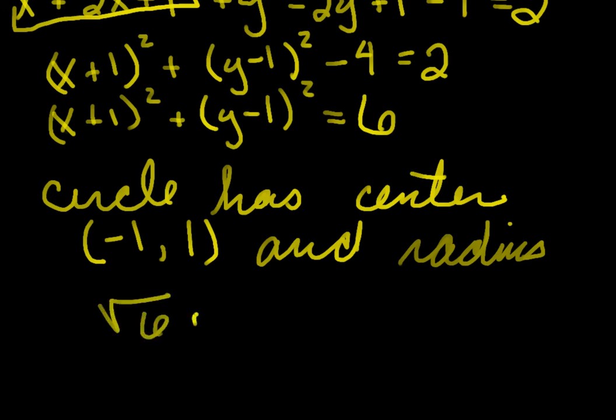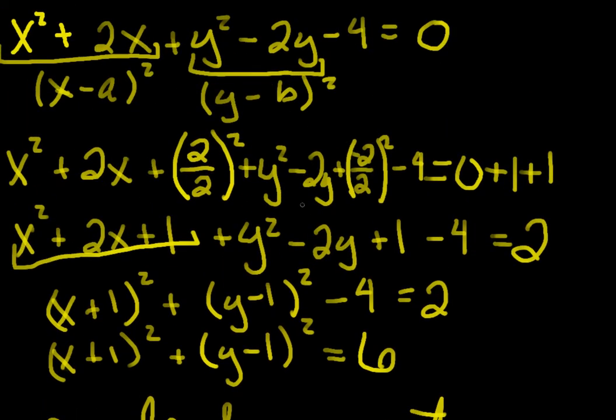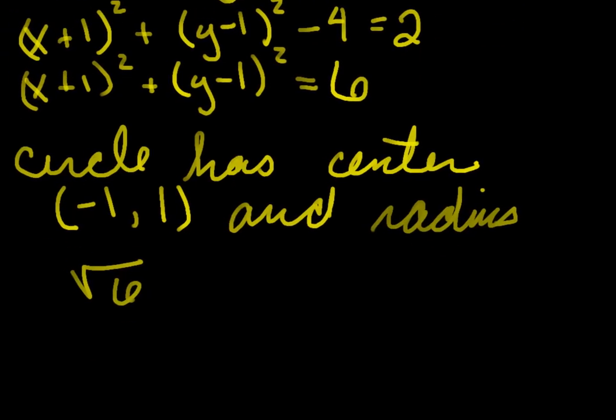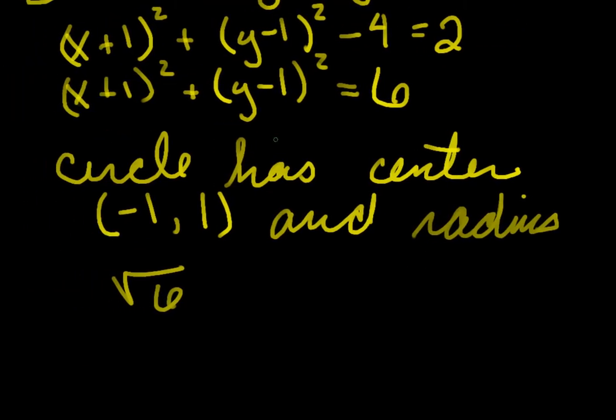Okay, so that's the equation of our circle, because we took this equation, x squared plus 2x plus y squared minus 2y minus 4 is 0, completed the square, and we can see that it's a circle of radius root 6 and centered at negative 1, 1.